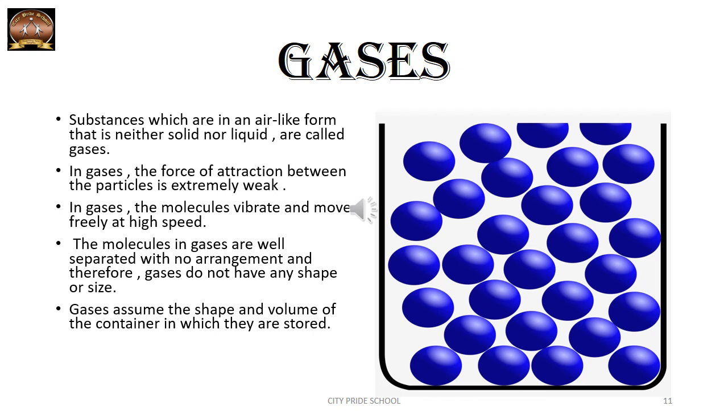And the molecules in these gases are well separated, so they do not have any shape or size. So gases will assume the shape as well as volume of the container in which they are stored. Meaning to say, gases do not have definite shape nor definite volume. Please remember, gases do not possess definite shape nor definite volume.